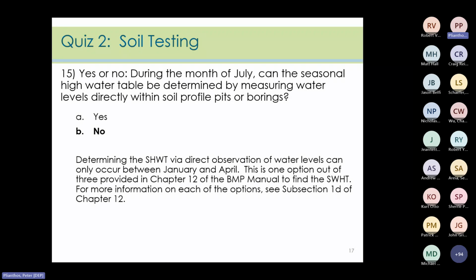Other options to locate the seasonal high water table include observing mottling showing redoximorphic features, which can occur any season of the year, and using the NRCS Web Soil Survey during the months of May to December. All three options have their own steps and exceptions. See subsection 1D of Chapter 12 of the BMP Manual for full details on each option.